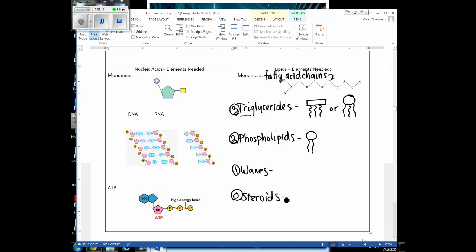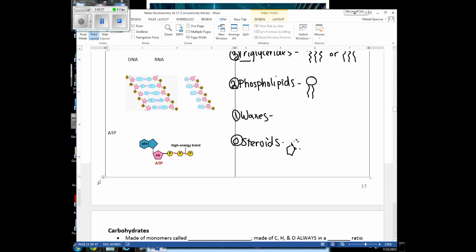And steroids. Steroids have 0 fatty acid chains, and I'm going to butcher this drawing, but you'll recognize them because they'll have 4 fused carbon rings. Let me move the board up a little bit. But you'll see 4 fused carbon rings. So when you see something like this, 1, 2, 3, 4, then you know that you're probably looking at a steroid.